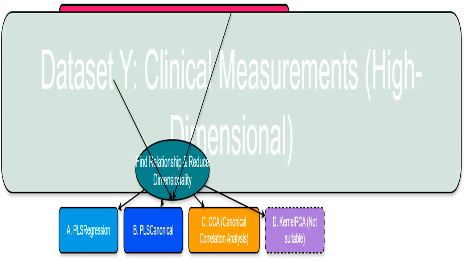Similarly, dataset Y contains clinical measurements, also high-dimensional, which probably means many different patient characteristics are recorded. This could include things like age, disease stage, blood pressure, and many more. We again have many columns in the spreadsheet format, showing measurements for each patient.